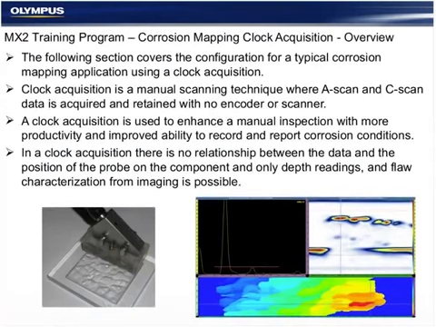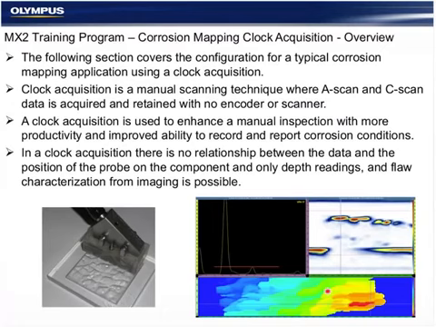The readings that are set up in acquisition are passed to the data file. So if you configure them correctly in the beginning, you won't have to reconfigure them for every single analysis file. So we're going to talk about a clock acquisition first. Once the UT is set up, the gate is configured, and the color palette for the C-scan, it's simply a matter of acquiring the data.